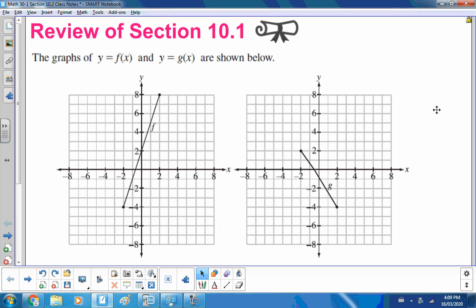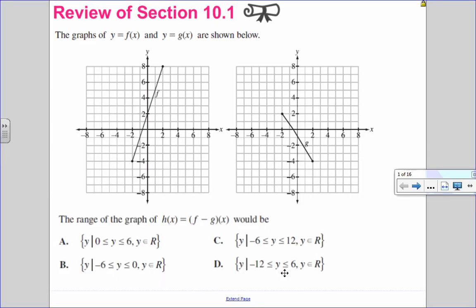Okay, so we're going to be covering section 10.2, which is products and quotients of functions. But before I do that, I just want to review with you 10.1, which is adding and subtracting functions. So let's begin with this first example.